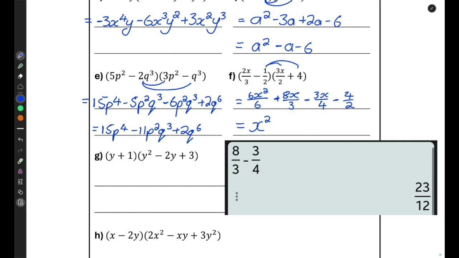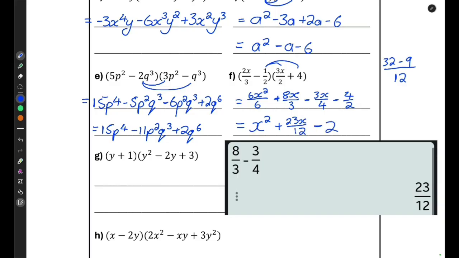Okay, so if I just show you this little sum on the side, I know the LCD is going to be 12, and then I'm going to say 8 times 4, 32, and then 3 times 3 is 9. There was a minus. So this answer will be plus 23x over 12. Last one, just minus 2.